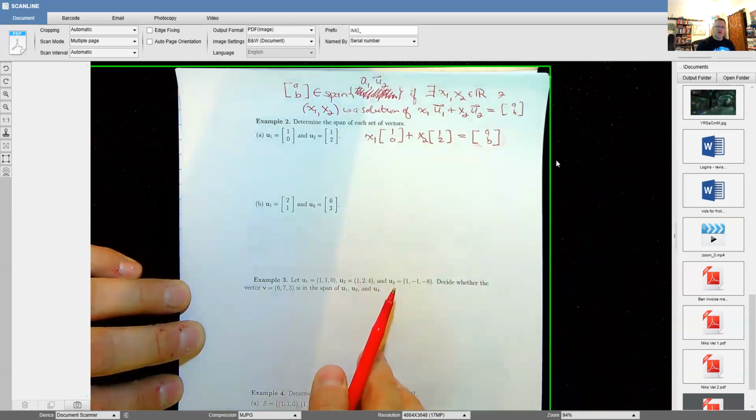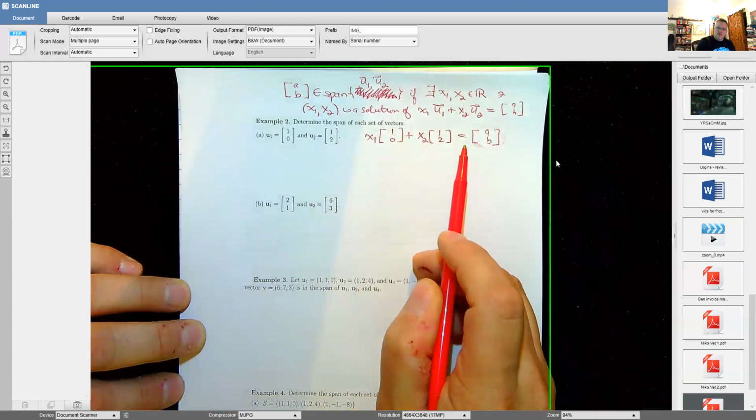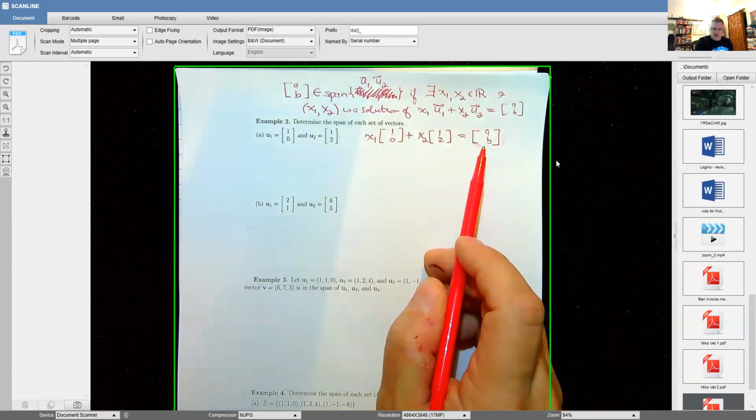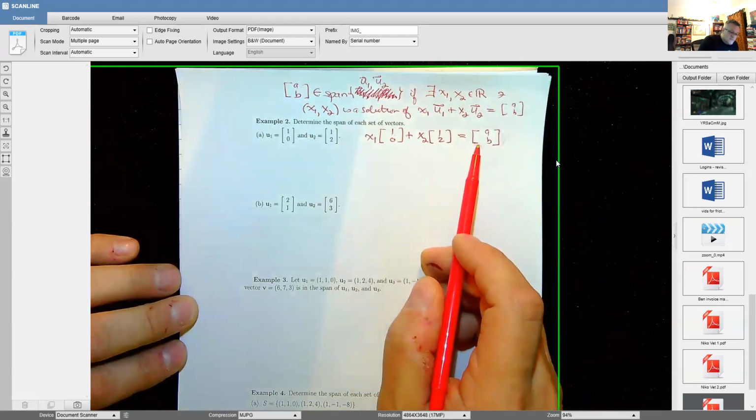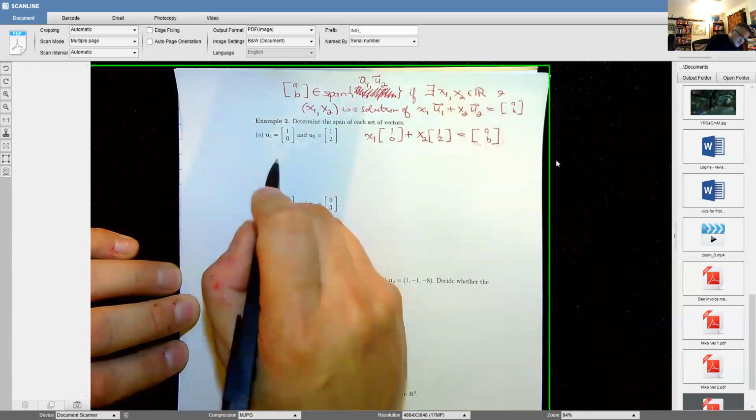If there are absolutely no restrictions on the a and the b in terms of whether or not this system has a solution, in other words, if the system has a solution for any choice of (a, b), then the span is all of R2. All right, so let's consider this in matrix form.